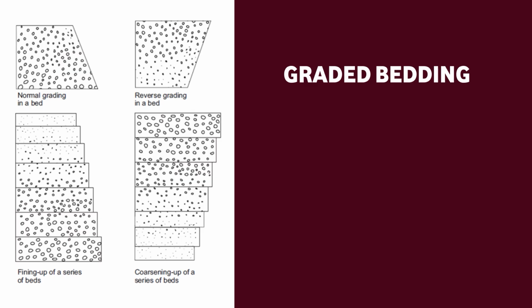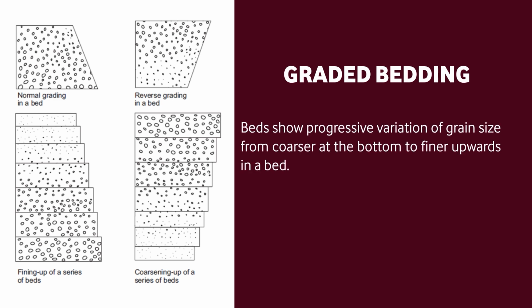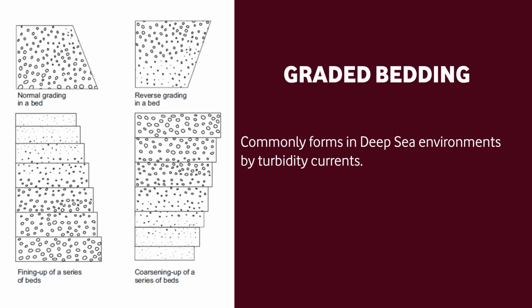On the other side, there is a reverse grading, where the finer is at the bottom and the coarse at the top. These are called coarsening upward cycles. This is very common in coastal areas, in high energy areas, tidal flats, where the fine grains settle first and the coarser grains come last. The graded beds show progressive variation of grain size from coarse at the bottom to fine upward. They are commonly formed in deep sea environments by turbidity currents.